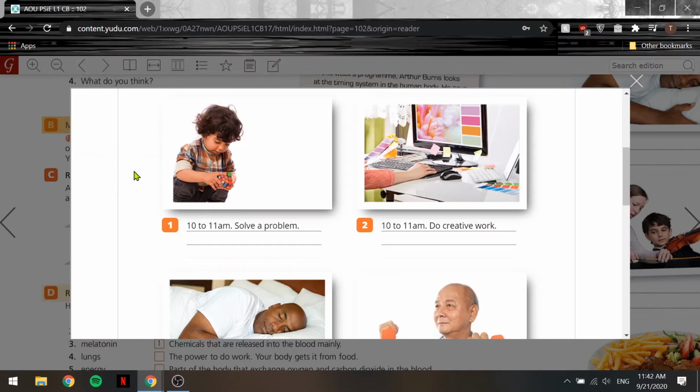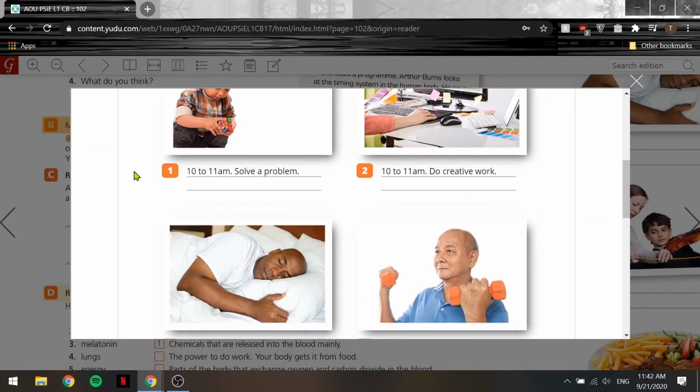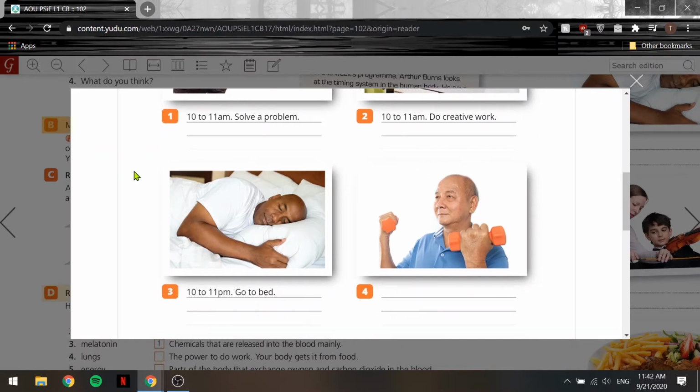Okay, so what happens to your body clock in the afternoon, after lunch? At this time, your body's energy goes down because you are digesting your food. Drink a cup of coffee. This kind of drink helps you to get through the afternoon. Of course, you know that in many countries, people have a short sleep, a nap at this time of day. The best time to take exercise is between 5 p.m. and 7 p.m.